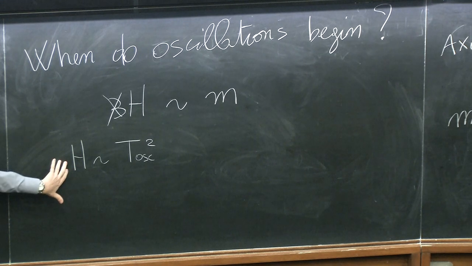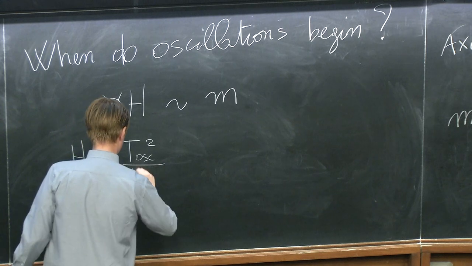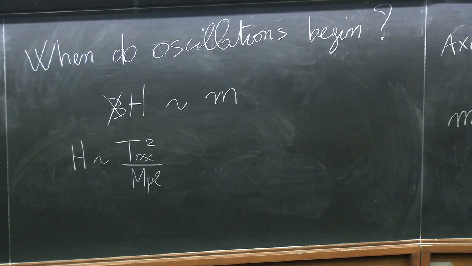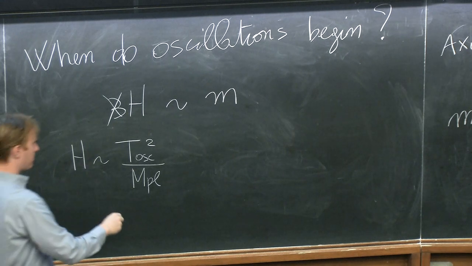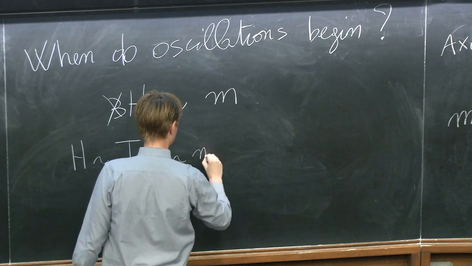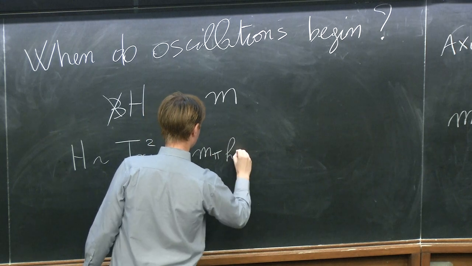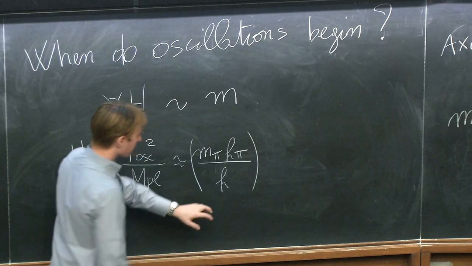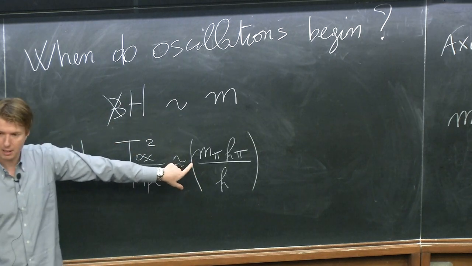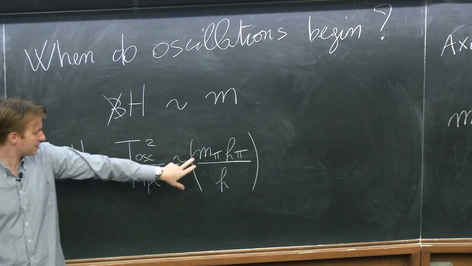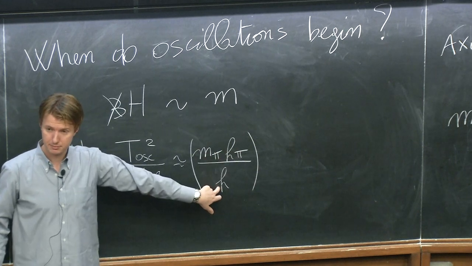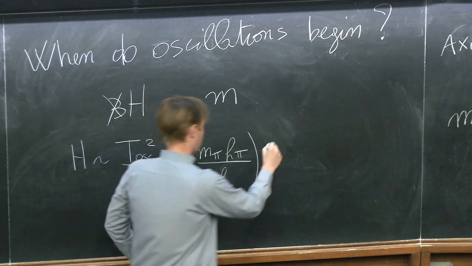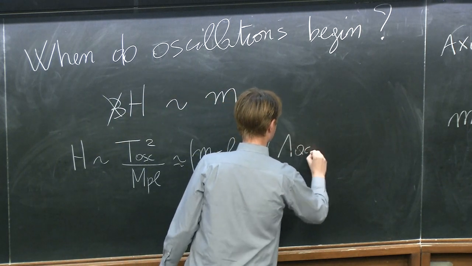So Hubble at this temperature is given by the usual value, T squared over M Planck, up to order 1 factors. Now, I look at the previous equation and compare it with the mass. This is M0. You remember the value of the axion mass at zero temperature is M pi F pi over F. So that's the zero temperature mass. Of course, I don't have to forget the temperature dependence.